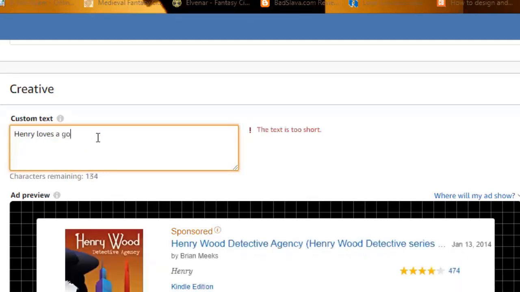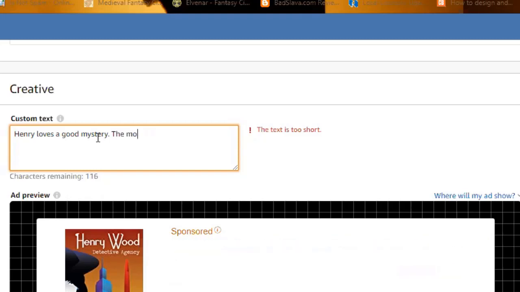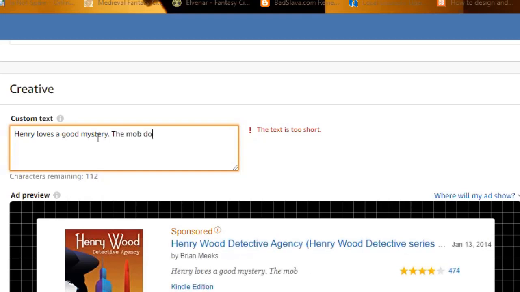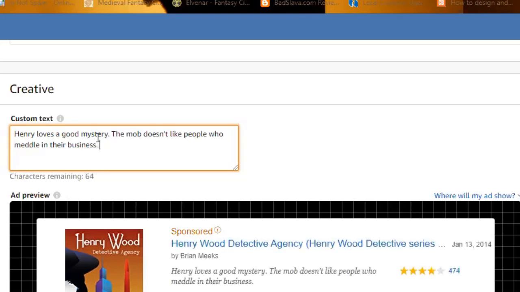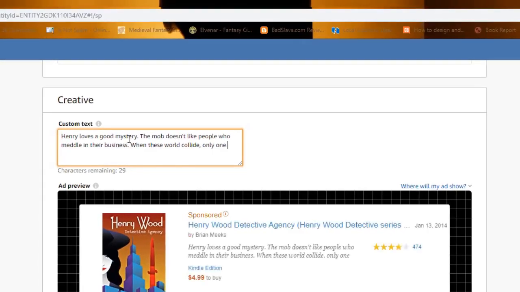Henry loves a good mystery. The mob doesn't like people who meddle in their business. When these worlds collide, only one person can come out the other side.